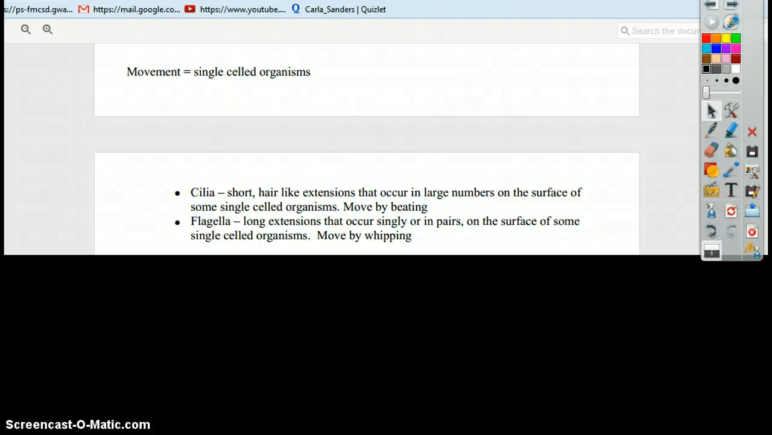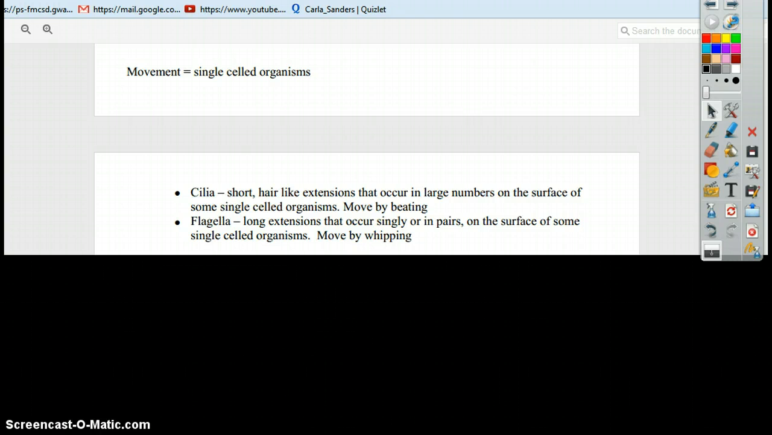Okay, our last section about cells and their parts. We're going to talk a little bit about movement. Now, this does not pertain to human cells, animal cells, plant cells. Humans, animals, we have legs to move around. Plants, they're rooted into the ground, so they do not move. So we are talking about single-celled organisms.